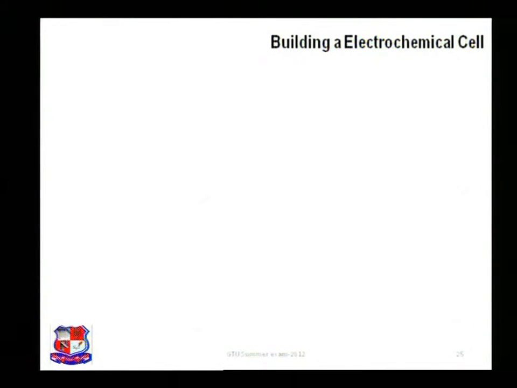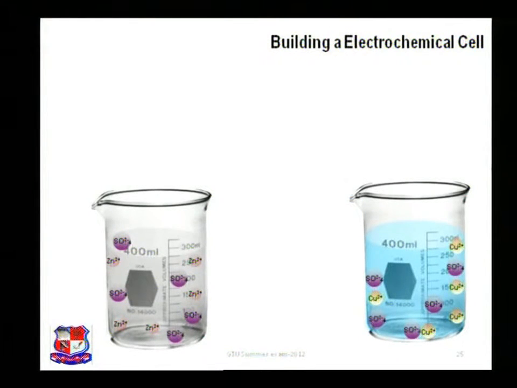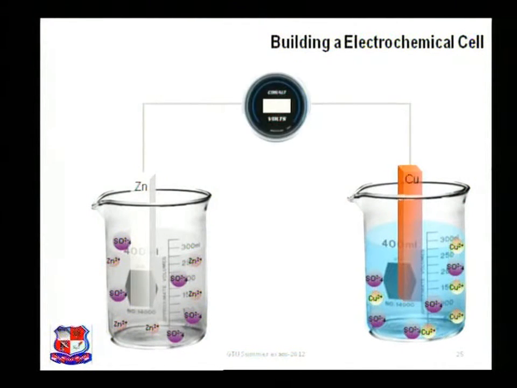Here is an electrochemical cell that is shown. If you see here, there is one beaker that is full of zinc sulfate solution. There is another beaker that is full of copper sulfate solution. Next you put in the electrodes. You will insert a zinc strip here and a copper strip here. So the zinc strip is inserted in the zinc sulfate solution and the copper strip is inserted in the copper sulfate solution. Then you connect the electrodes through the circuit.